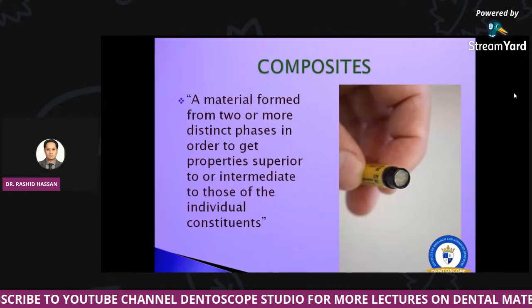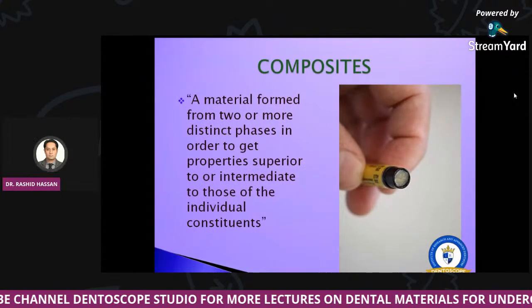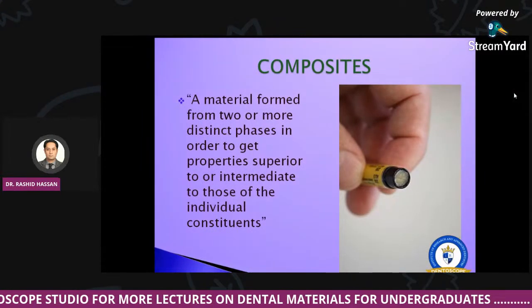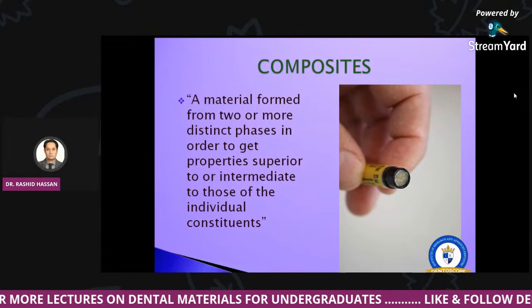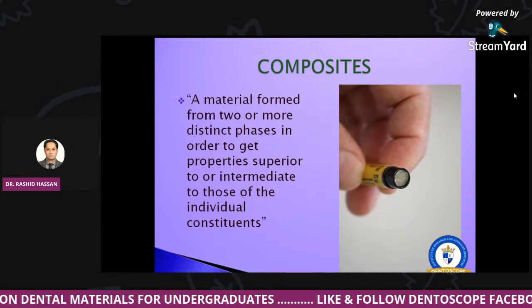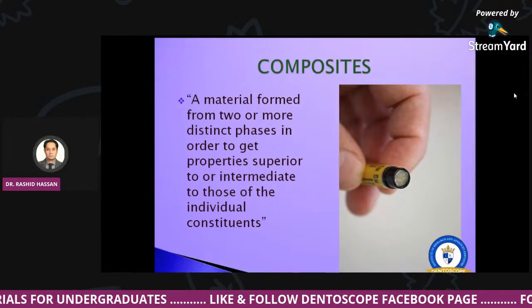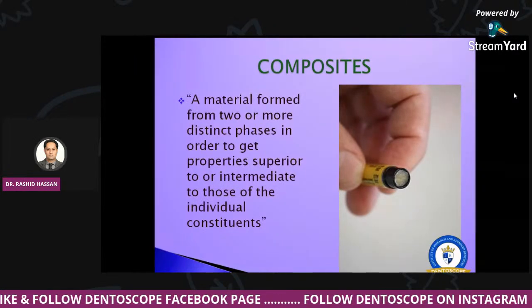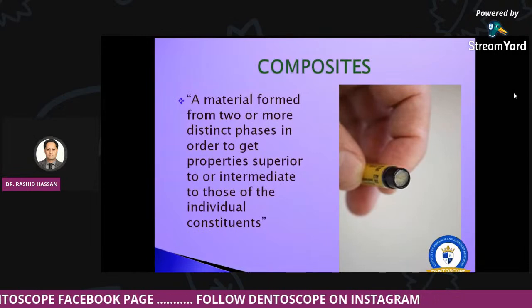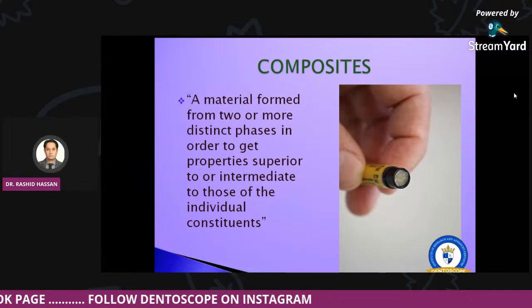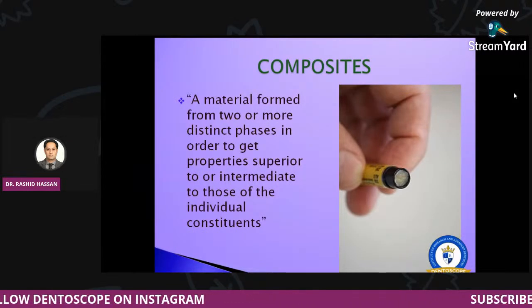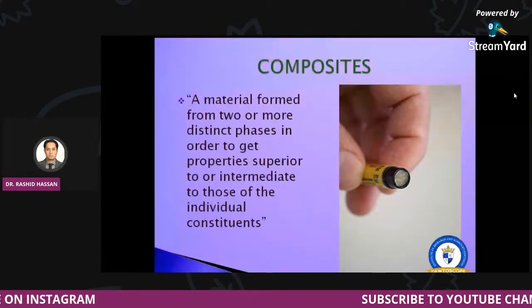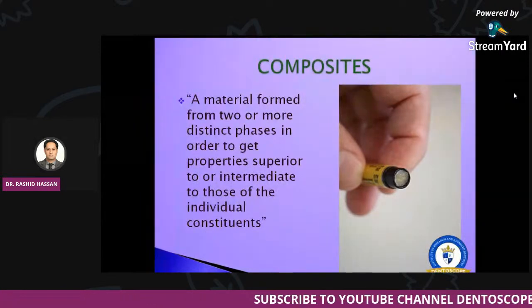Dental composites. Well, how do we define a dental composite? A composite is basically a material which is formed from two distinct phases. If you keep in mind, I told you about this when we were discussing the natural composite. So two distinct phases: one is the organic phase and another one is the inorganic phase. So the combination of these two phases is called the dental composite.